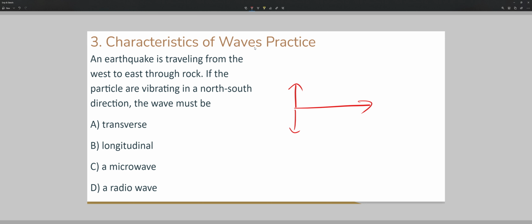Well, instantly you should know that transverse waves vibrate perpendicular and longitudinal waves vibrate parallel. So your particles are vibrating north to south and it's perpendicular. So the answer here is A, transverse. The reason why is because your particles are vibrating perpendicular to the direction of motion.